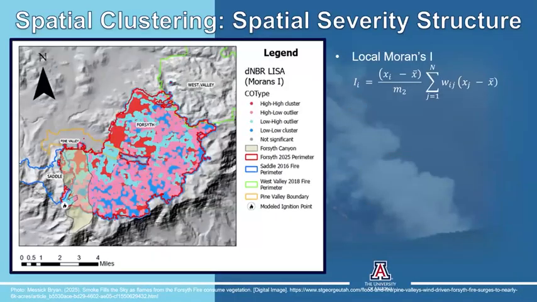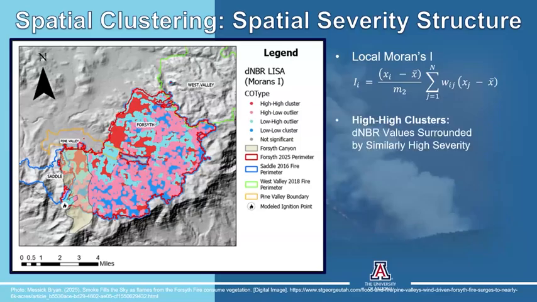In this phase, I used local Moran's I to analyze burn severity clusters across the Forsyth fire footprint. This method evaluates each location relative to its neighbors to identify significant clusters of high or low values, yielding 4 key cluster types. The high clusters in red indicate areas with high DNVR values surrounded by similar severity, primarily located in the lower and central Forsyth Canyon and at canyon mouths, corresponding to steep terrain and main fire runs.